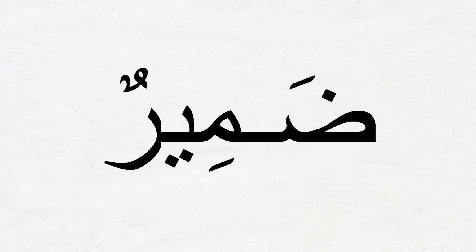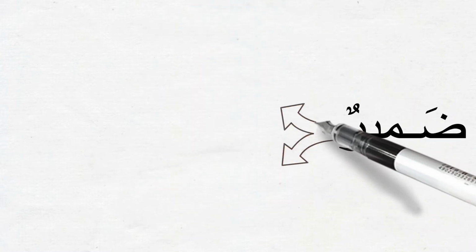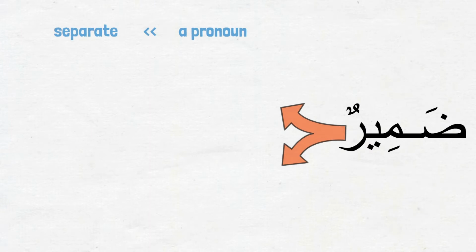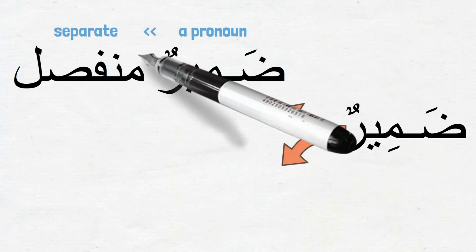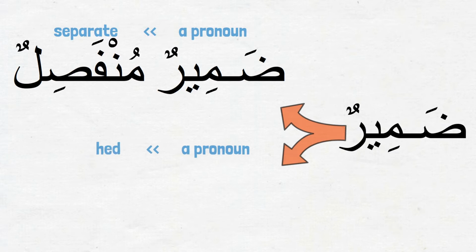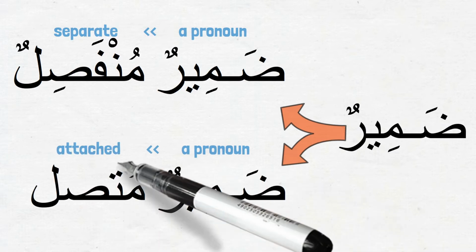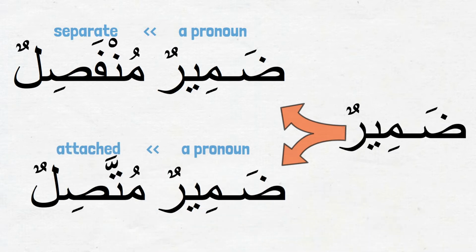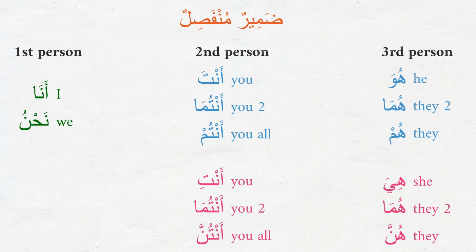In the last episode, we touched on the two types of dhomeers or pronouns in Arabic. The first one was the separate or detached dhomeer, which we called dhomeer munfasil. The second type was the attached dhomeer, and we called it dhomeer muttasil. Let's refresh our memories by reviewing them real quick.